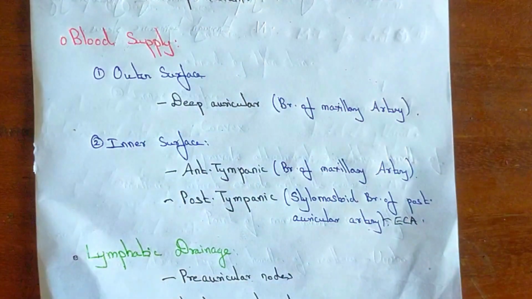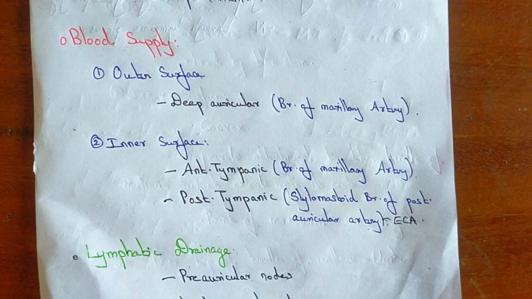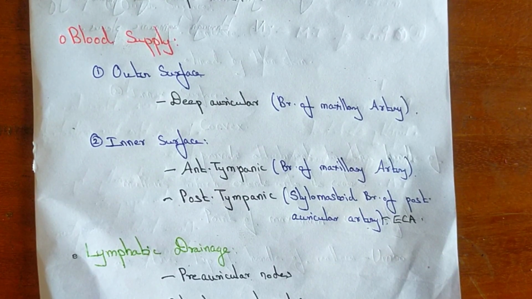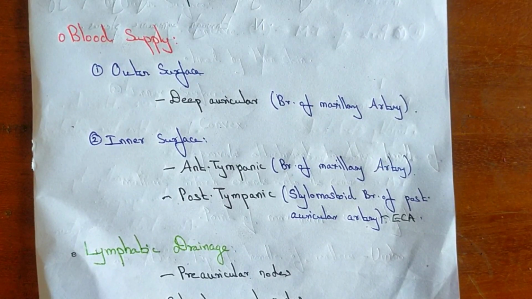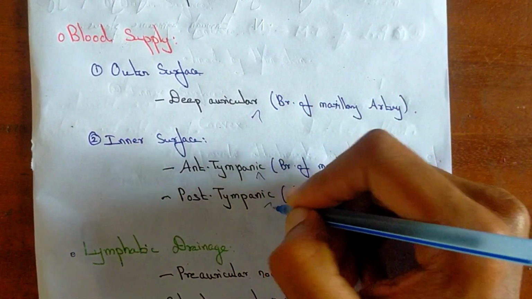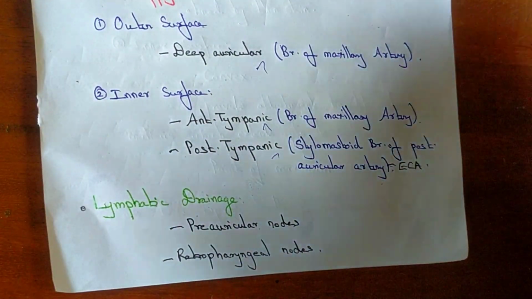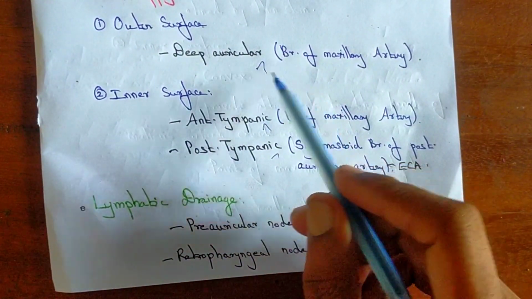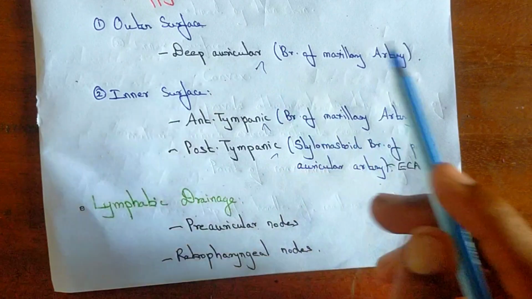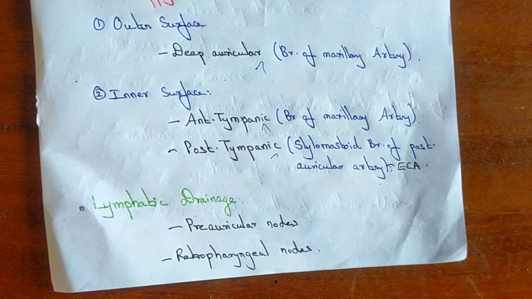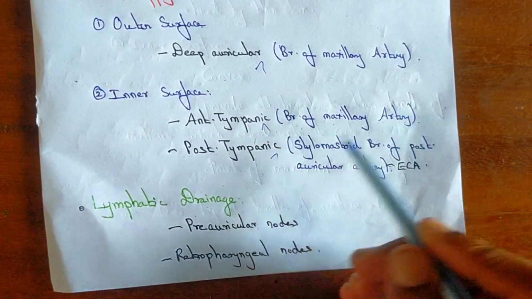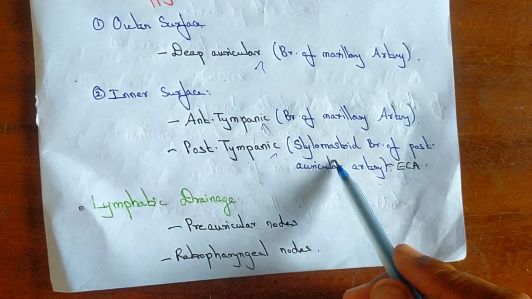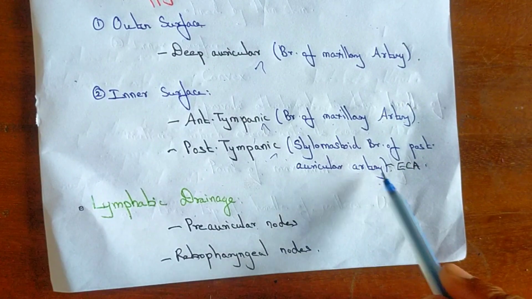The outer surface of the tympanic membrane is supplied by the deep auricular artery. The inner surface is supplied by the anterior tympanic branch and posterior tympanic branch. Got it? These things are more than enough. If you want, you can write these too. The deep auricular artery is a branch of the maxillary artery. The anterior tympanic artery is a branch of the maxillary artery. And the posterior tympanic branch is the stylomastoid branch of the posterior auricular artery.